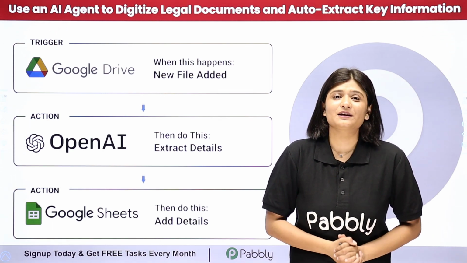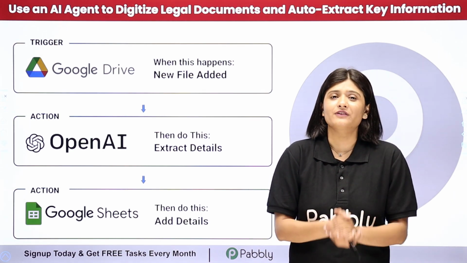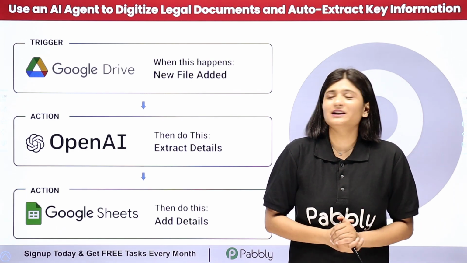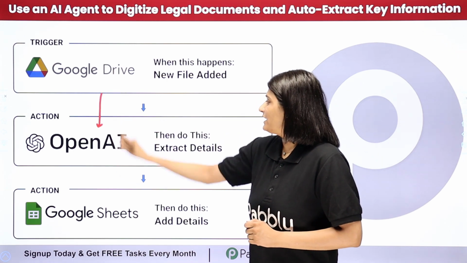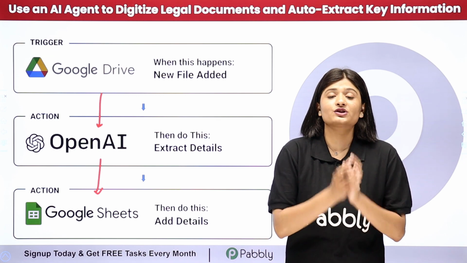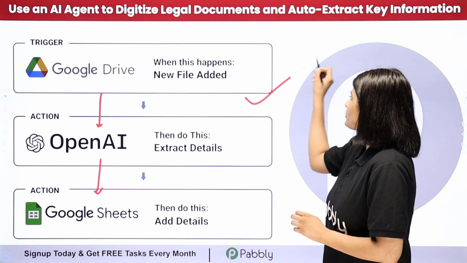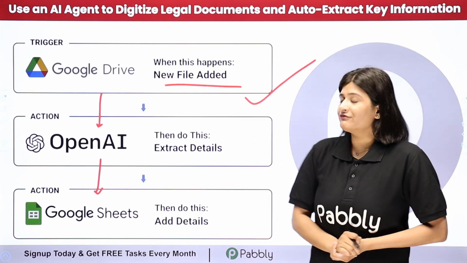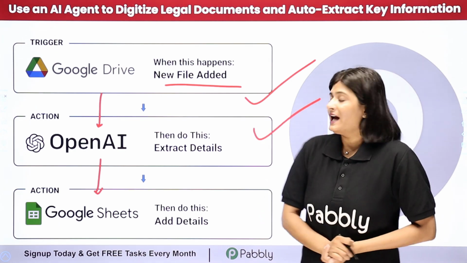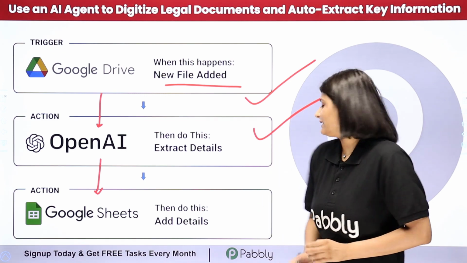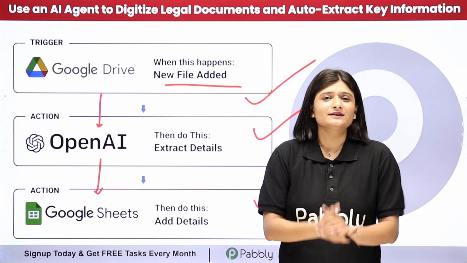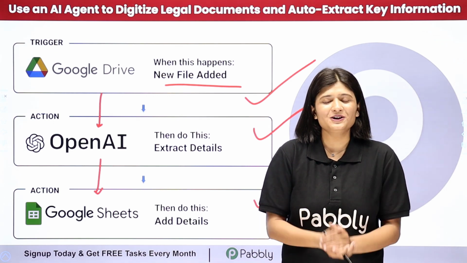Pabbly Connect is an amazing automation and integration software which requires no coding or programming skills. Here I just need to build a connection between Google Drive, OpenAI and Google Sheets. With the help of Pabbly Connect, I'm going to build this connection in such a way that whenever I upload a new file in my Google Drive, the details will be automatically extracted with the help of OpenAI, and then these details will be automatically added to my Google Sheet spreadsheet for easy analysis. Now, if you want to learn the step-by-step process, then let me take you all to my screen.